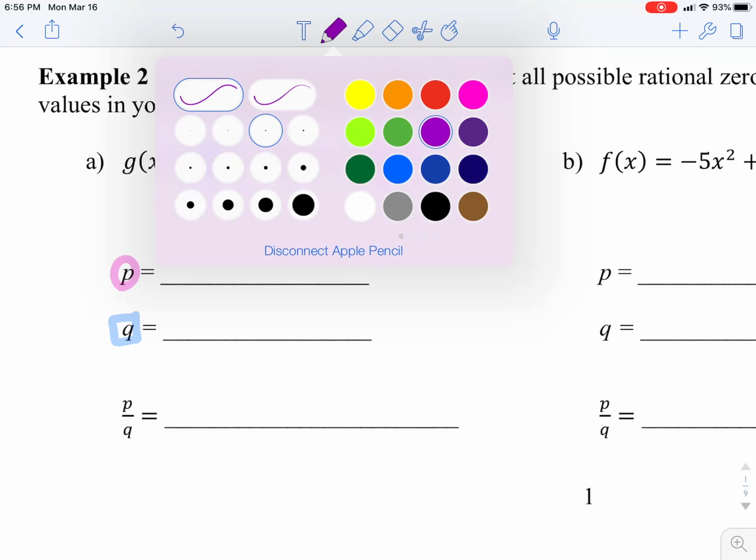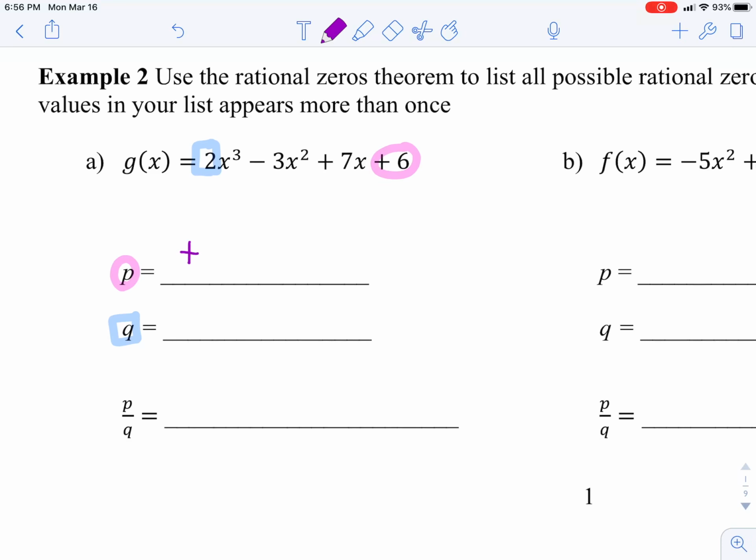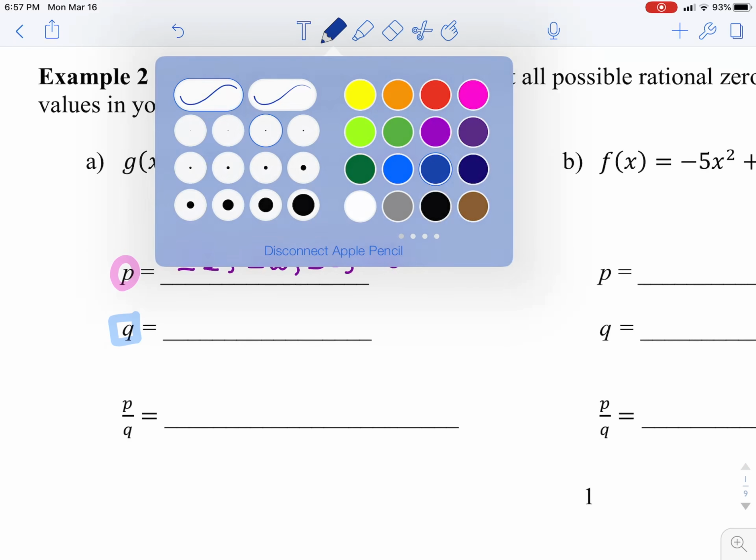So what are the p-values? Plus or minus. First number that divides 6 is 1. Next number, plus or minus 2. Plus or minus 3. And the very last one, plus or minus 6. So these are the 8 numbers that divide our constant term 6. Now next, let's go ahead and find all the numbers that divide q.